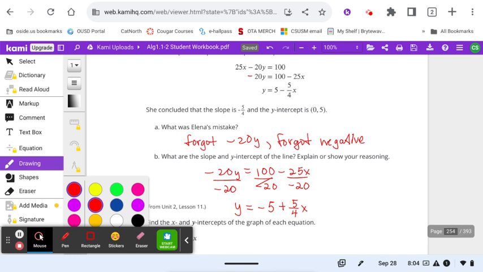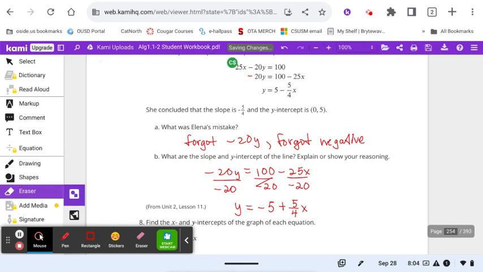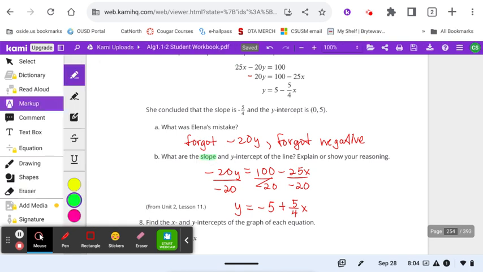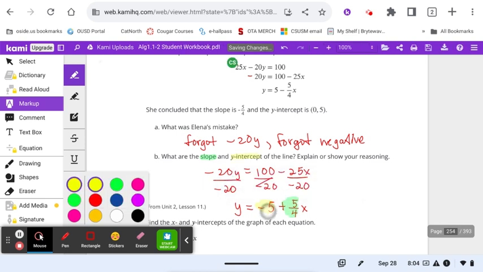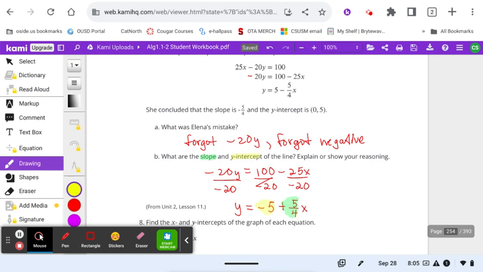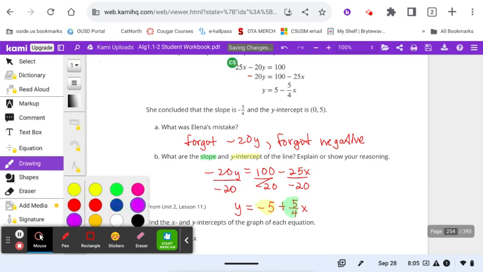So now what are the slope and y-intercept? Slope is this number in front of the x, and y-intercept is this value back here. So we would say slope is 5/4, y-intercept, known as our b, is 0, -5. How'd you do?